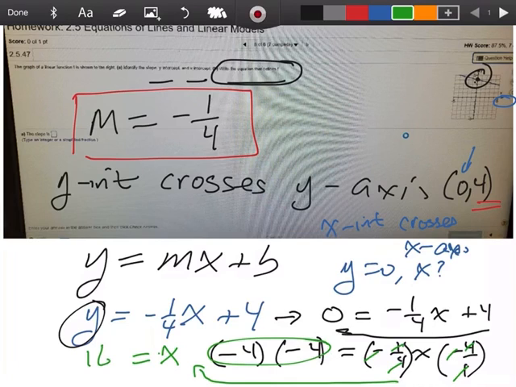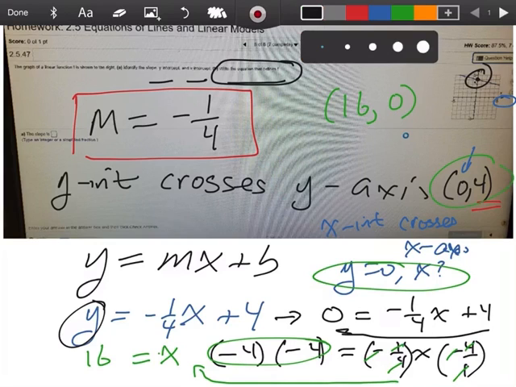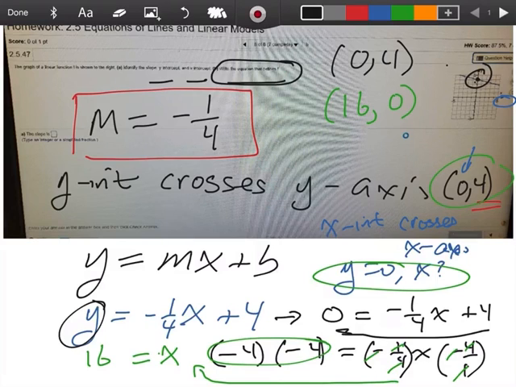So remember, what we just found is we found the x value when y was what? When y was 0, right? So the x-intercept is going to be 16, 0. We had found the y-intercept earlier, right here, to be 0, 4. There we go. Okay, so here's my slope. Here's my y-intercept. Here's my x-intercept.